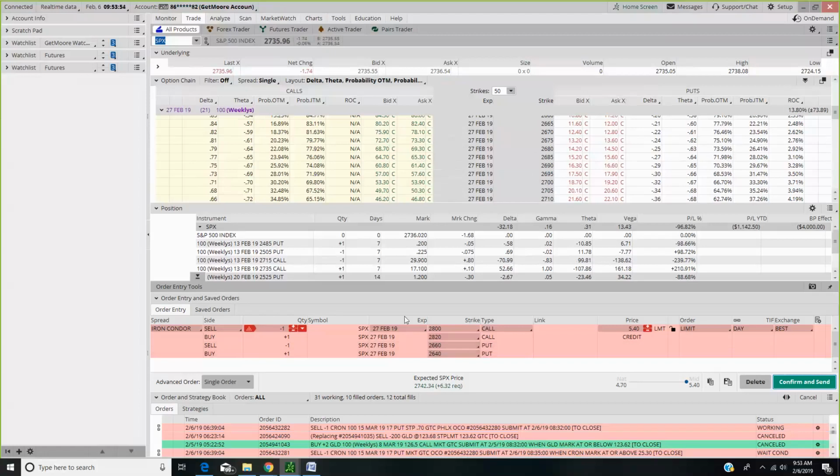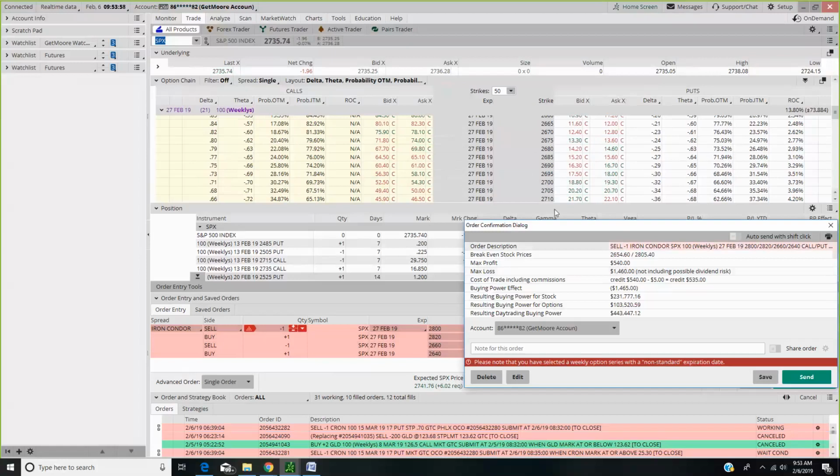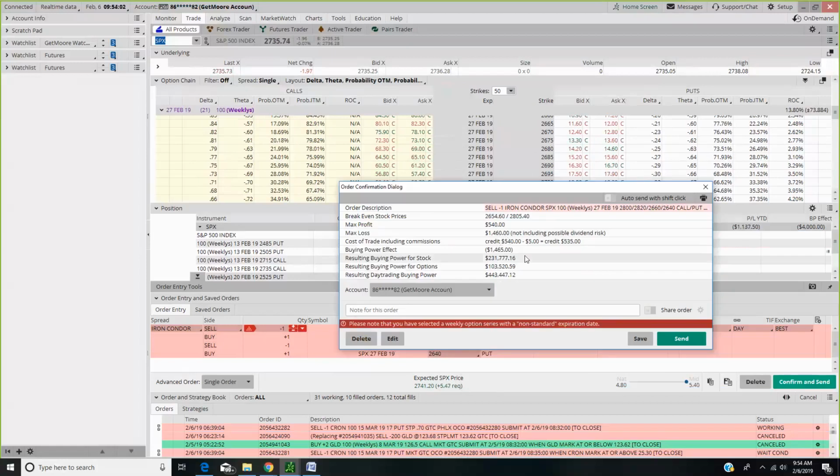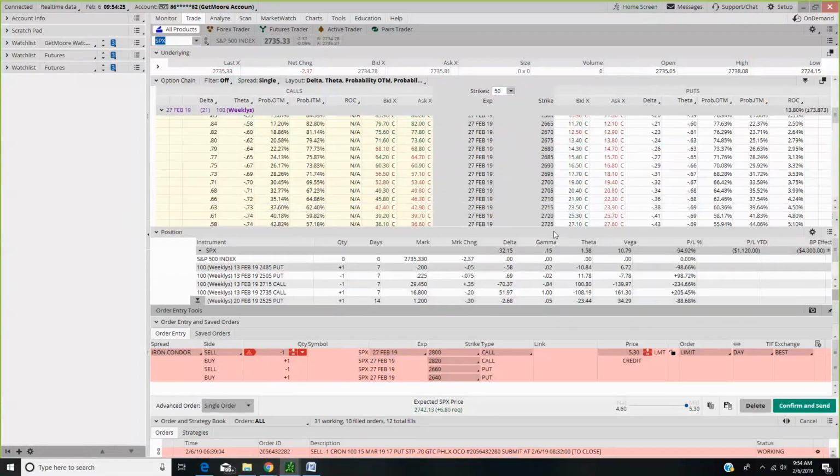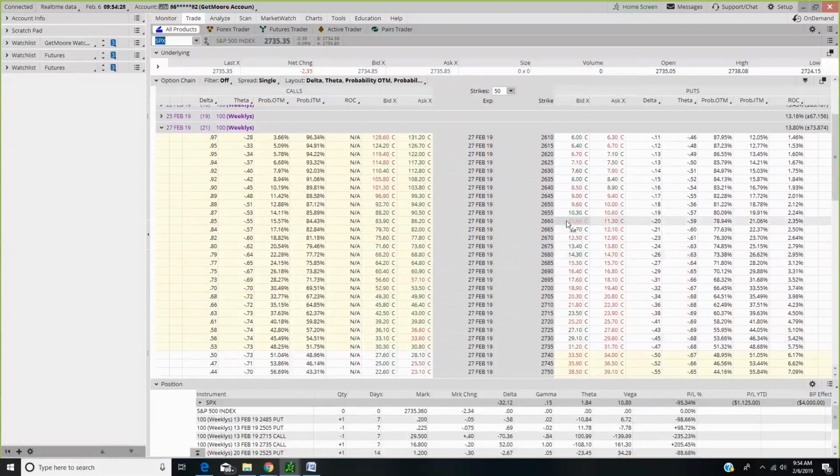Okay, this is our iron condor. Now, it's 540. So let me hit confirm, and let's see if we're getting the credit. So this is $540 as the maximum profit divided by 1,460. That's a 36% return, okay? That's a 36% return. I'm just making sure that I get above a 30. So we have a 36% return in the next 21 days. That's good. Let's just look at our probabilities really quickly. These are the columns that we come up with.